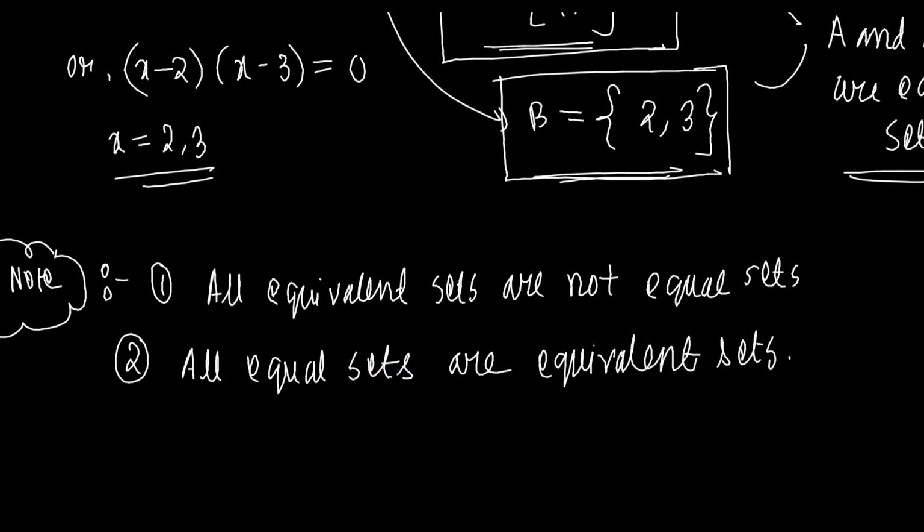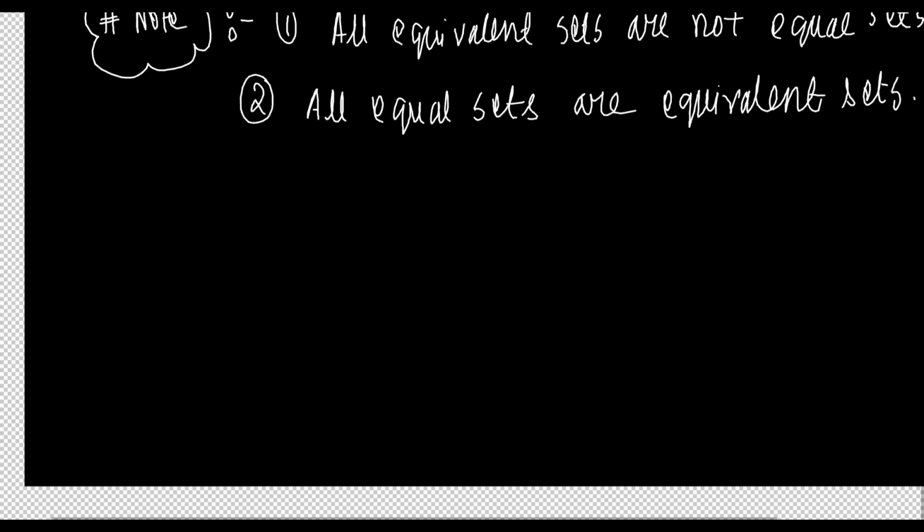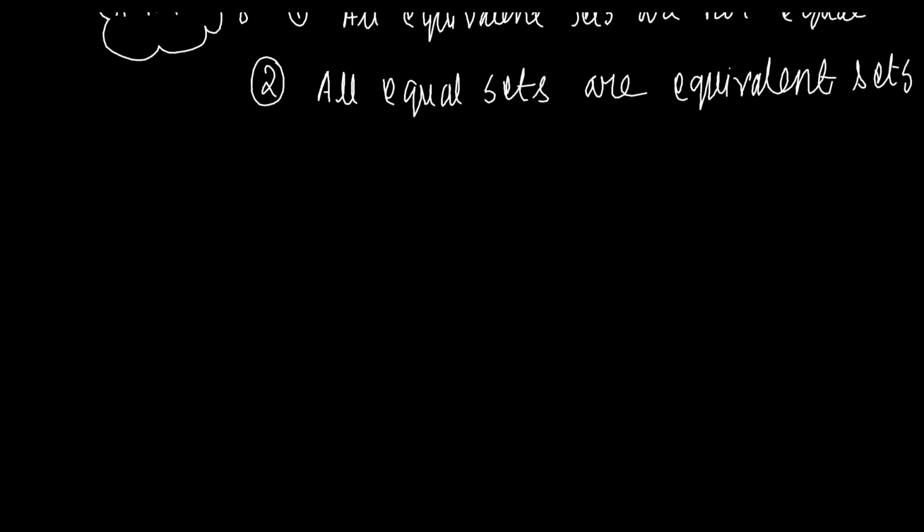Now the next part. We have finished these types of sets: equal sets, equivalent, singleton, infinite, finite. Now we are talking about a very important topic of sets, that is the subset.